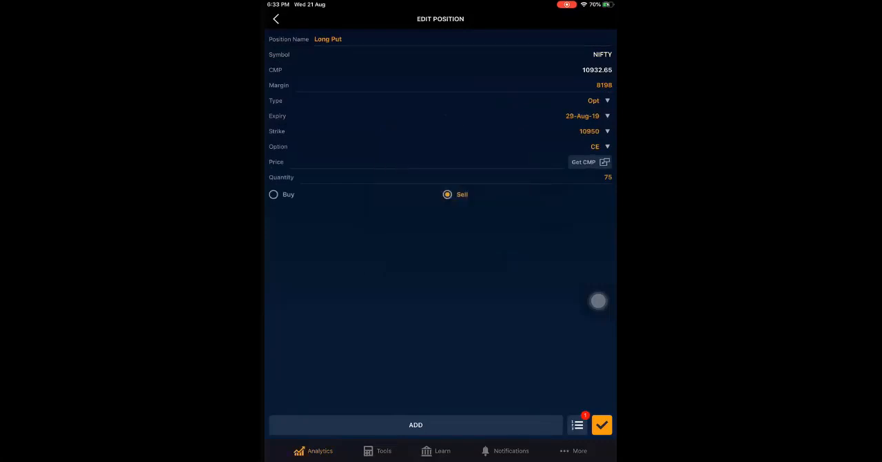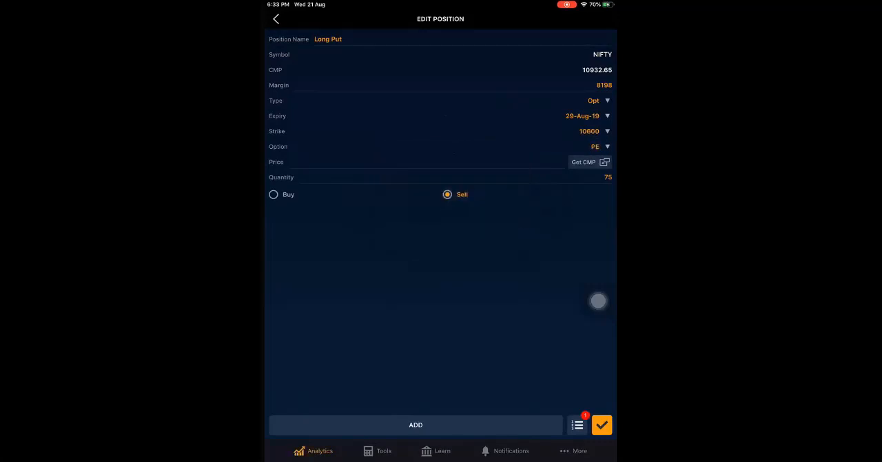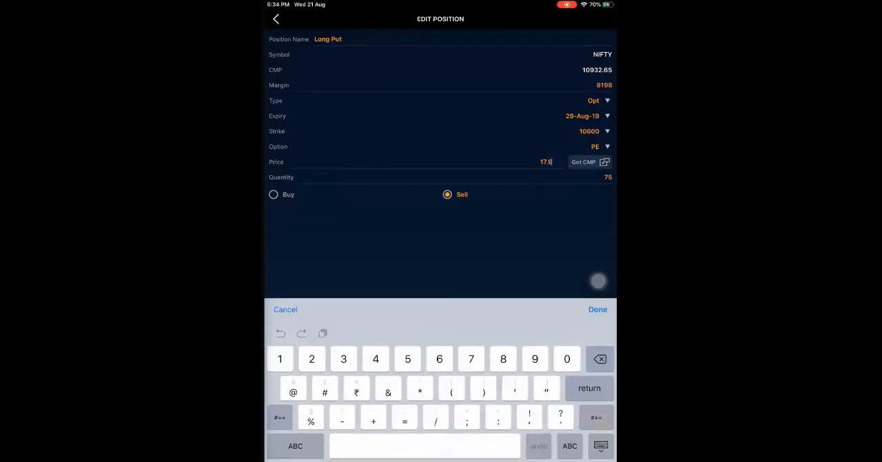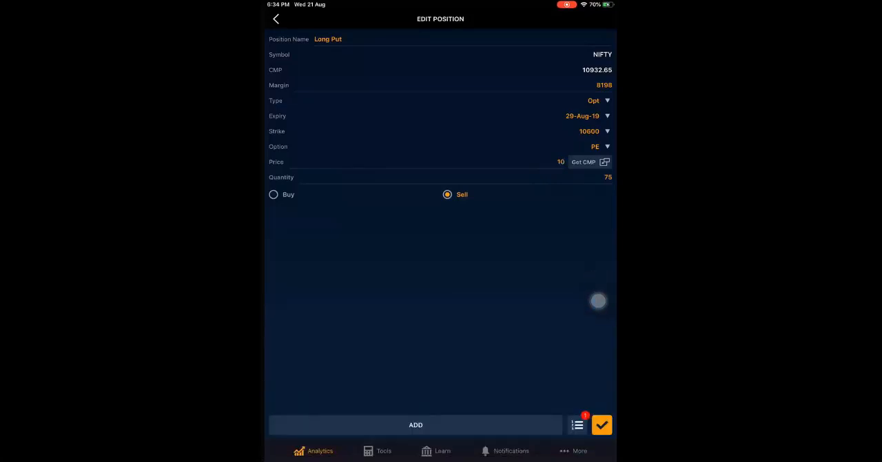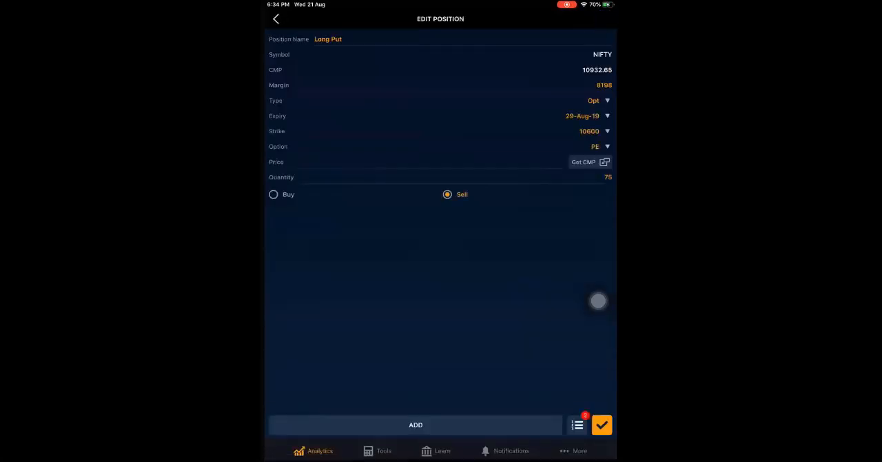29th August. Say for instance, I sold the 10,600 PE. Say the CMP was 18, or you can put your own price. So I sold at 10 rupees. So I will just mention, say 10 rupees. Okay, sell, add. You can see the 1 became 2. This shows that there are 2 positions now in this strategy.